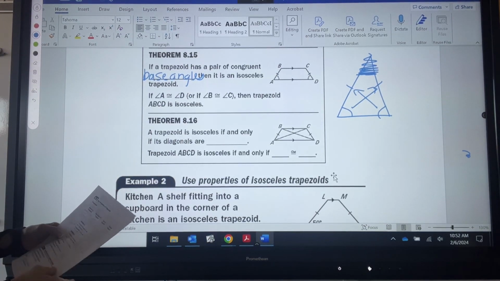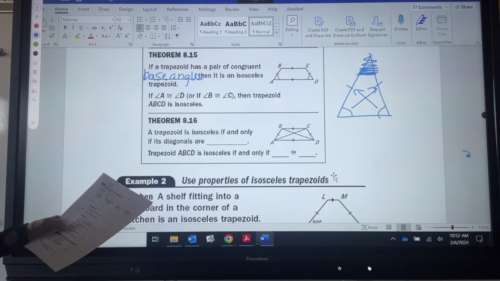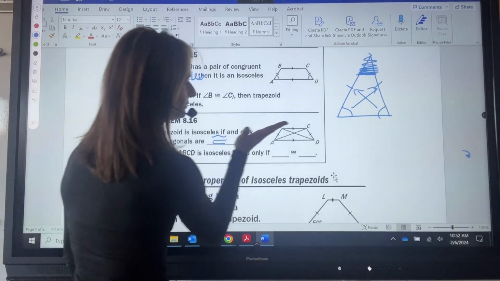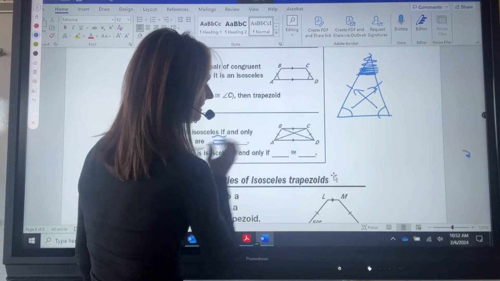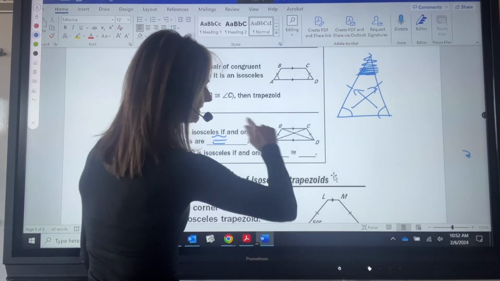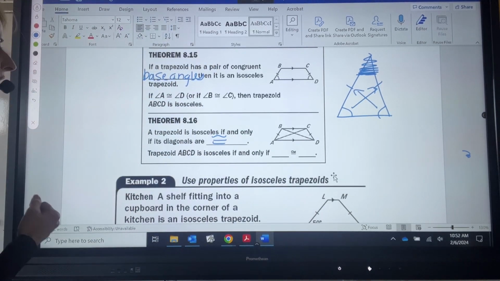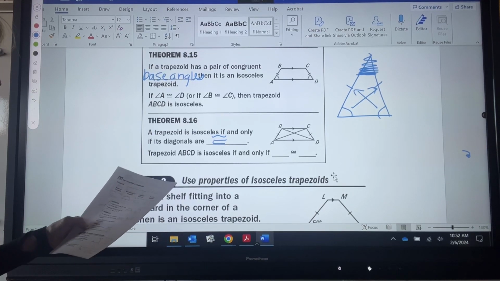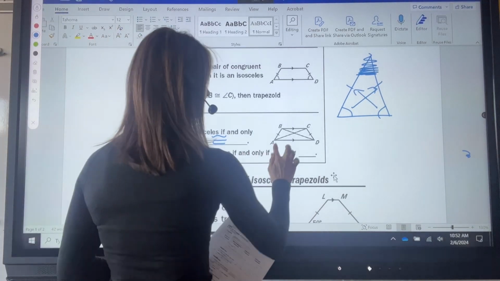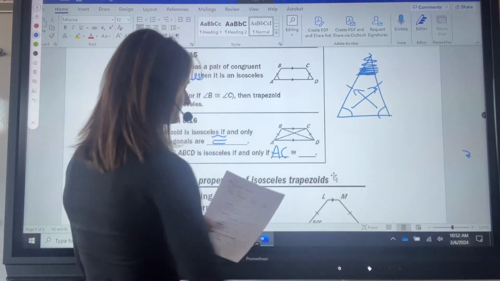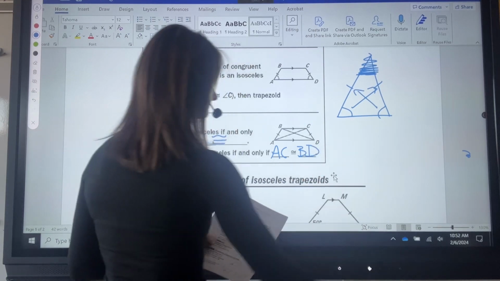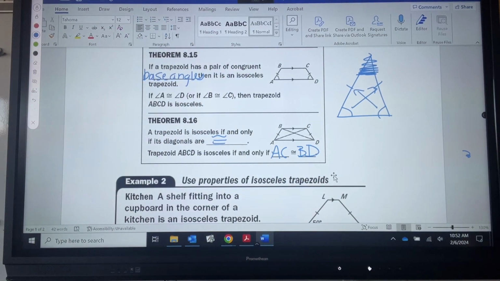Theorem 8.16, a trapezoid is isosceles if and only if its diagonals are congruent, okay? So if you're told you've got a figure where you've got one set of parallel sides and the diagonals are the same length, then you know that the trapezoid is going to be isosceles. So trapezoid ABCD is isosceles if and only if AC is congruent to BD. All right, moving on.